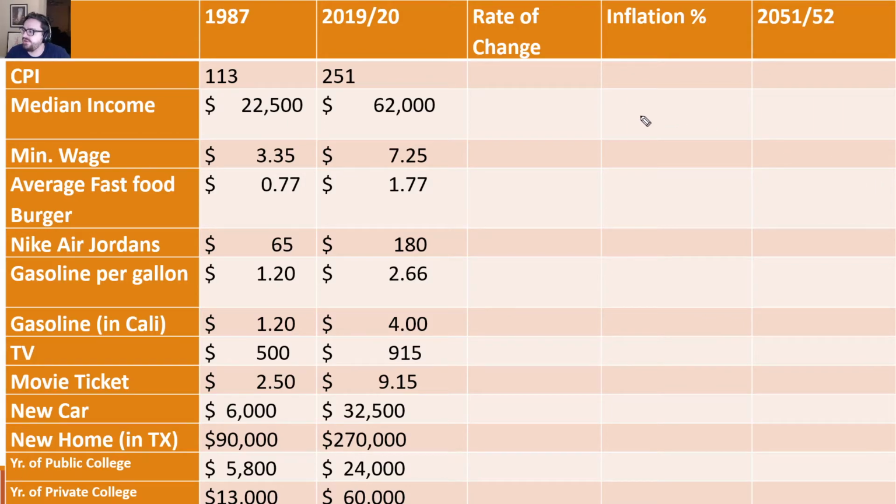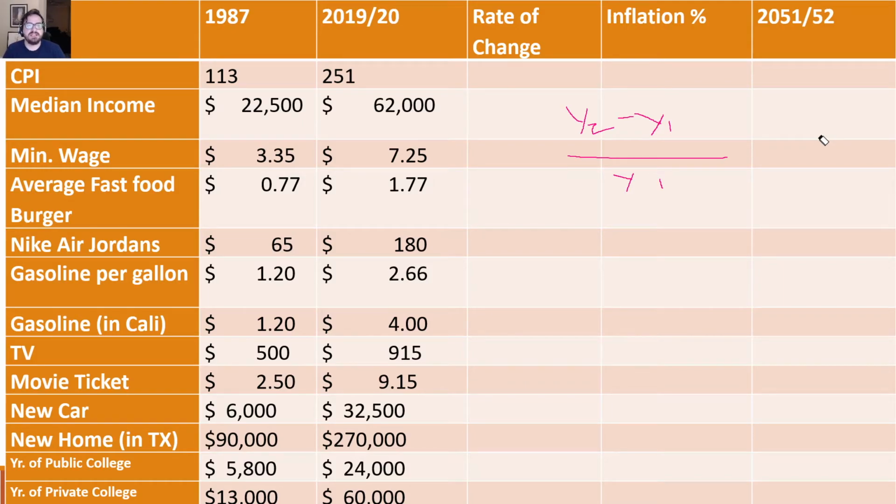So how we do this, we're going to try and find rate of change. Okay, well, rate of change formula is the one that I showed on the previous slide. Year 2 minus year 1, over year 1, will get me the rate of change. And then when I times it by 100, that'll get me the inflation rate.